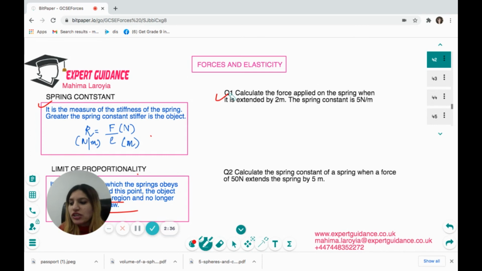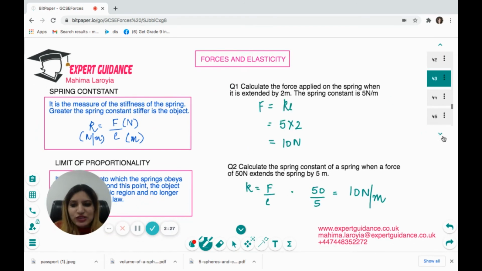Now remember to take care of the units, that the distance is in meters in all of them. Okay, so pause this video, have a go at this question and come back to check the answers.